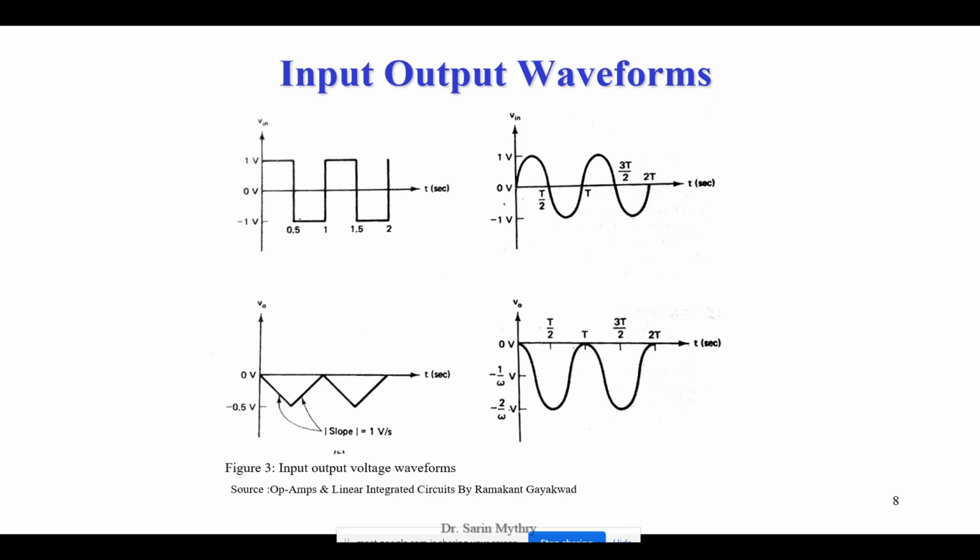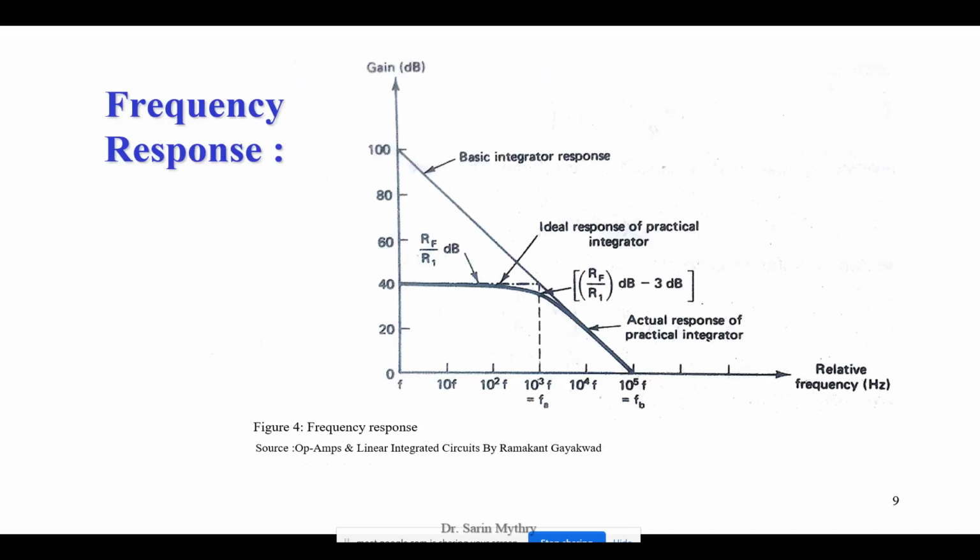And these are the input output waveforms. Let us now see the frequency response, which tells about the relationship between the ideal and practical integrators. In the frequency response of an integrator, you can see in this figure, what is FB? FB is the frequency at which the gain is going to become 0, and we'll see in the next slide what the formula for FB is.